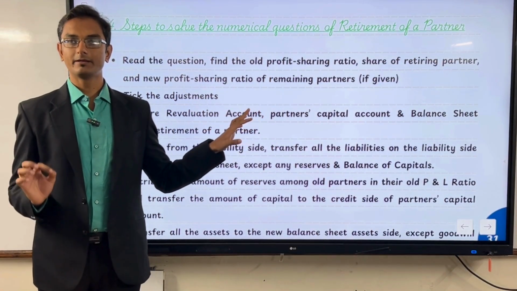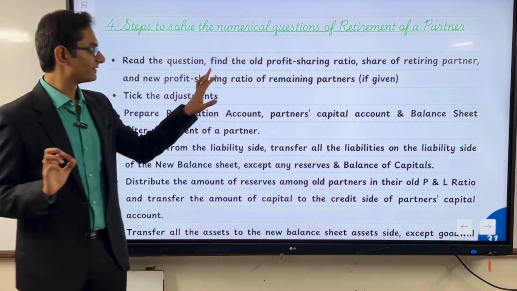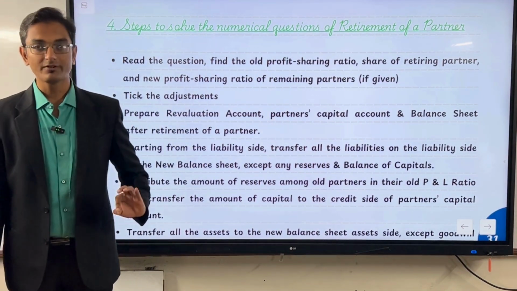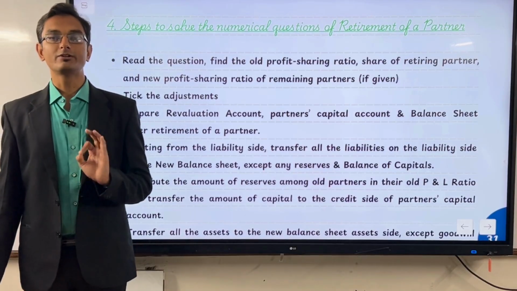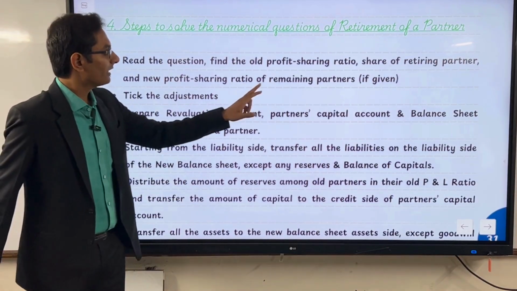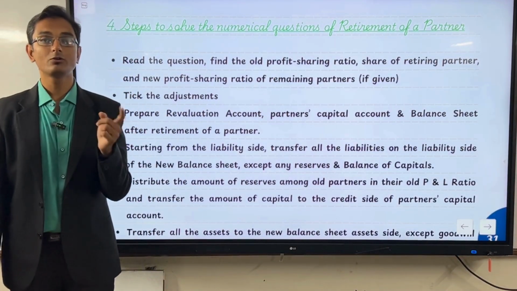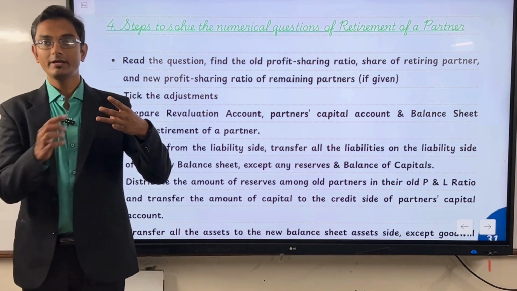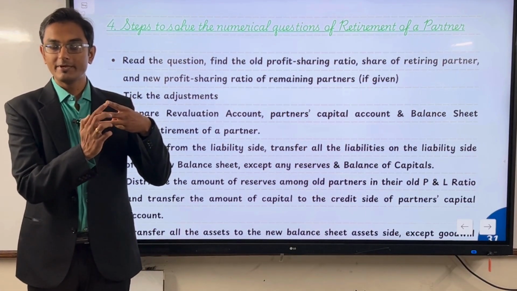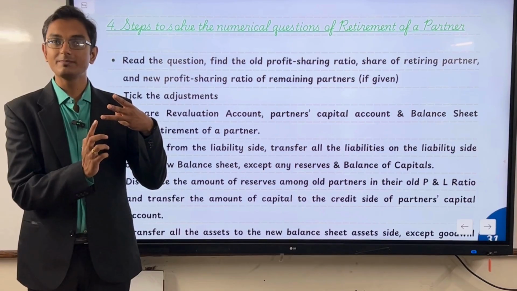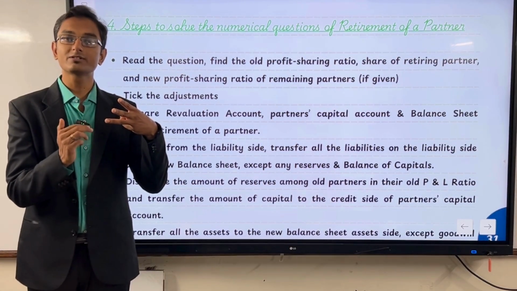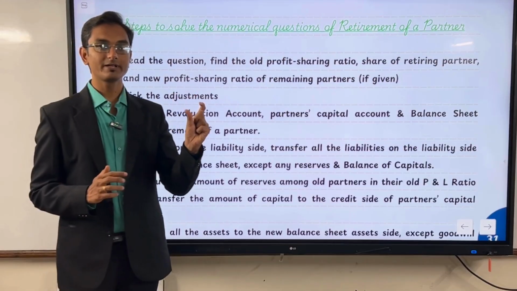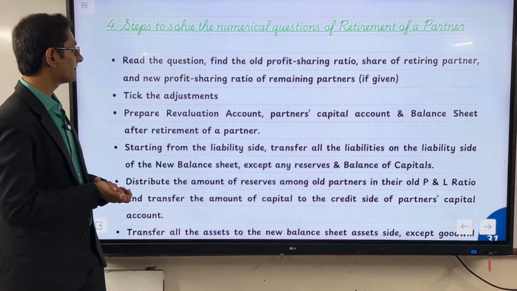Along with the tick mark of adjustment, you are supposed to find out the old profit sharing ratio that will be given in the question itself. If it is not given, then it should be equal proportion. Share of retiring partner, who is retiring, we have to mark his name, because 3 partners A, B, C are given, right? A can retire, B can retire, C can retire, so we have to do the calculation accordingly.